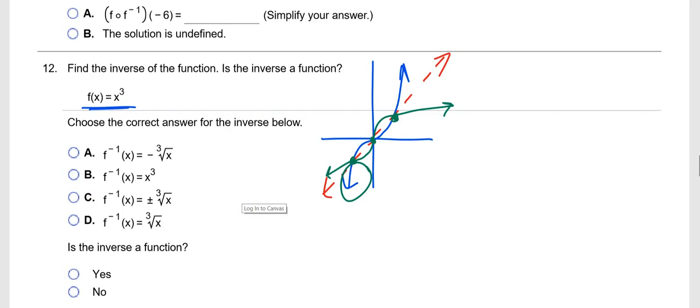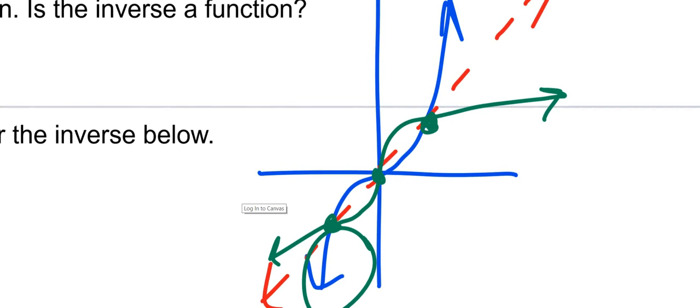I bet you can answer the bottom question now. Is the inverse, the green one, a function? Does it pass the vertical line test? Okay, all right. Yep. Do you want me to erase the blue one just temporarily? Okay. So is the green one a function? Is the green one a function?